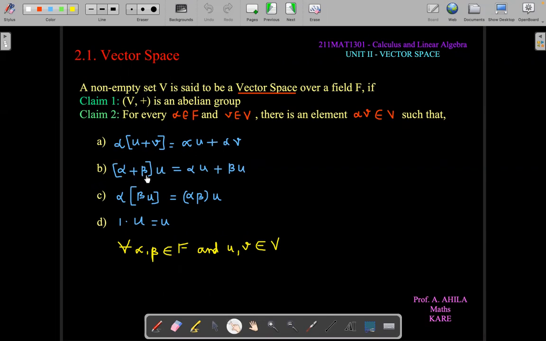Second condition alpha plus beta into U equal to alpha U plus beta U. Third condition alpha into beta U equal to alpha beta into U. Fourth one, 1 into U equal to U. For all alpha beta belongs to capital F and U comma V belongs to capital V.